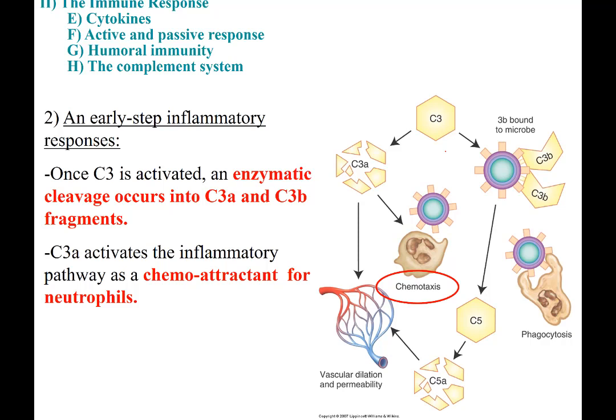C3. Okay, so here on the graph, C3 is the first of those complement proteins that are going to be activated by the 3 different pathways that I mentioned before. And C3 is going to split into 2. It's going to split into C3a and C3b. Okay, so 2 different pieces. C3a is going to have a double role. It's going to help in vascular dilatation and vascular permeability.